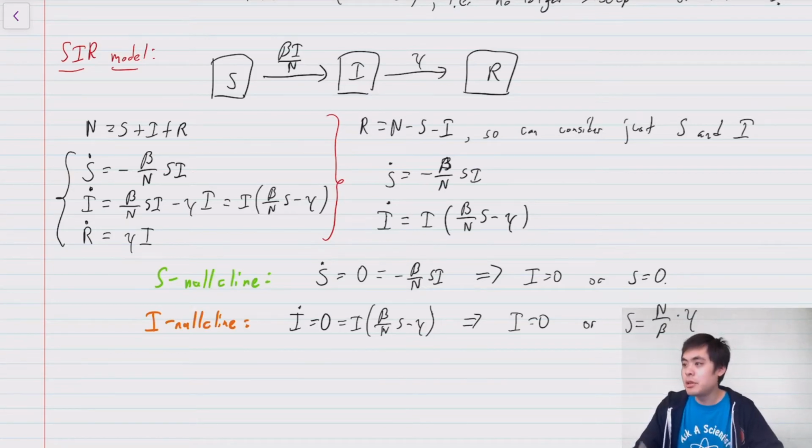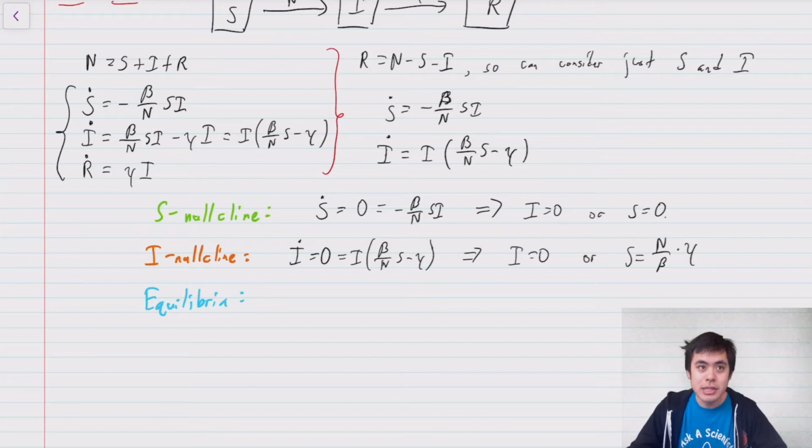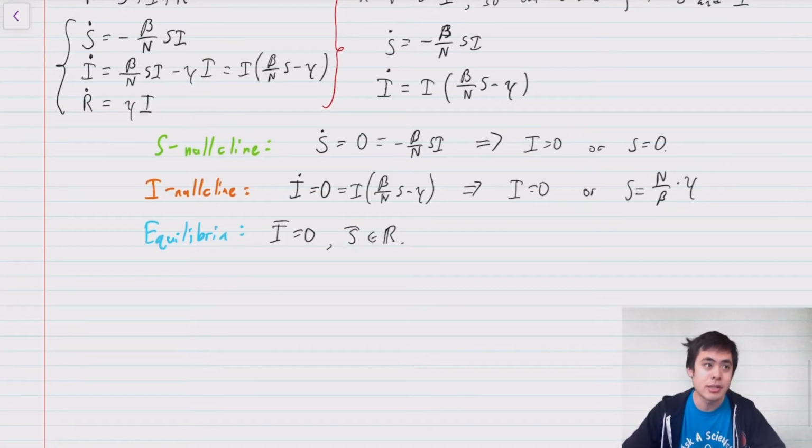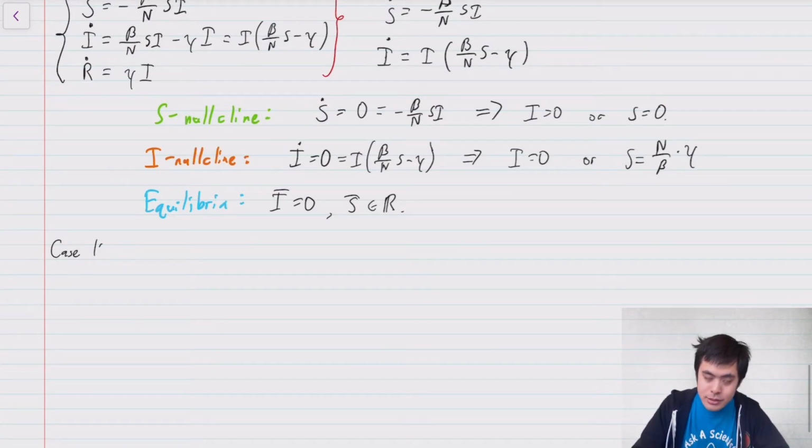And of course, the equilibria are just the intersection points of these two nullclines. So the equilibria, well, when do these intersect? It turns out that the intersections are just whenever I is equal to 0. So this is I bar is equal to 0, and S bar is just any real number. And we can see this. So let's draw this out. And I'm going to draw this out in two different cases. So case 1, I'm going to say that gamma is less than beta.